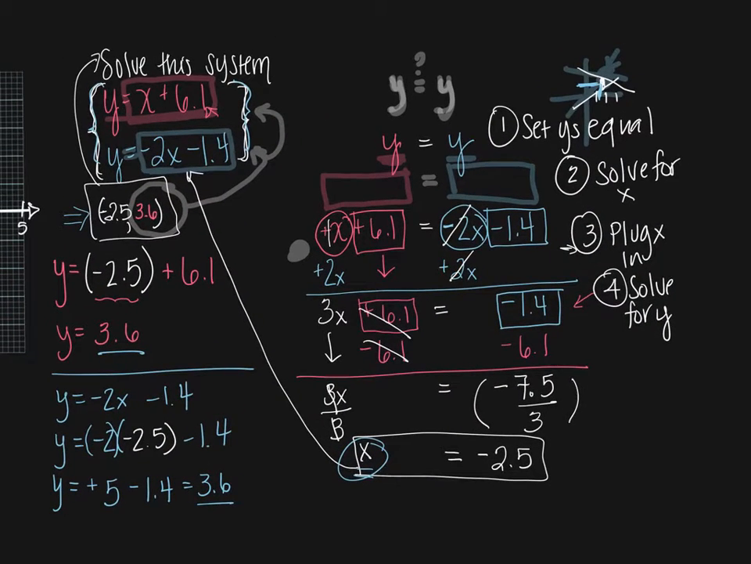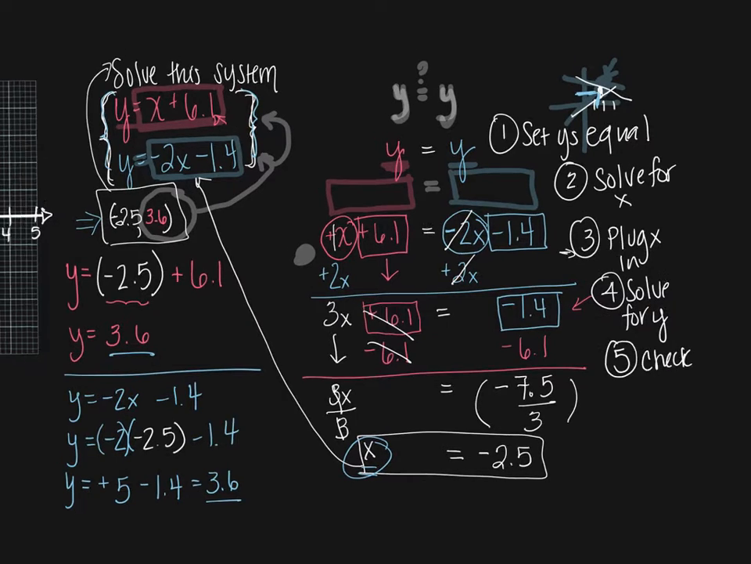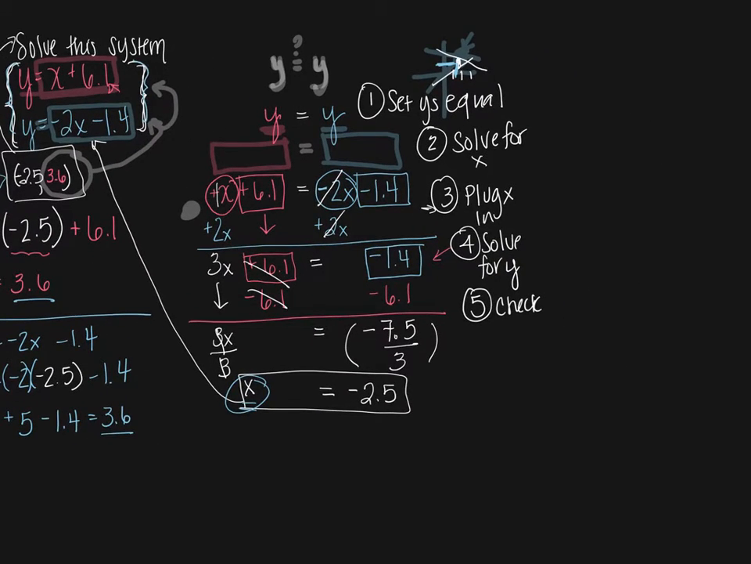Now I always want to check my work, so let's come back over here and look at all this mess. We're going to add our fifth step. Our fifth step is to check our work. When we check our work, I want to go back to this concept right up here where I had y equals y. So I have x plus 6.1 equal to negative 2x minus 1.4. This should all be in blue. Now I'm going to plug in my x value of negative 2.5, and I want to see if these are equal.